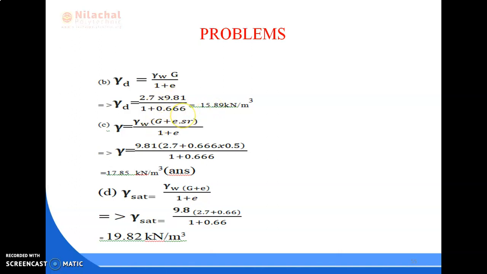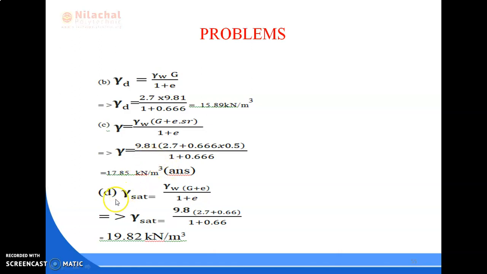Part C, again gamma. Here we have to find out gamma with a condition when Sr equal to 50%. And the relation we put here is gamma equal to gamma w into G plus e Sr by 1 plus e, or implies gamma equal to gamma w value is 9.81 within bracket 2.7 plus 0.666 into Sr value is 0.5, whole divided by 1 plus 0.666, and the answer is 17.85 kilonewton per meter cube.